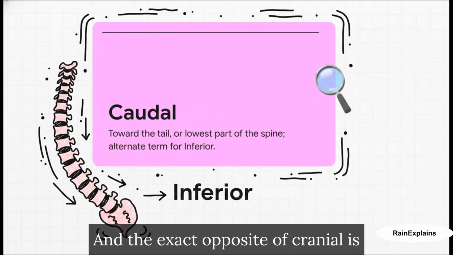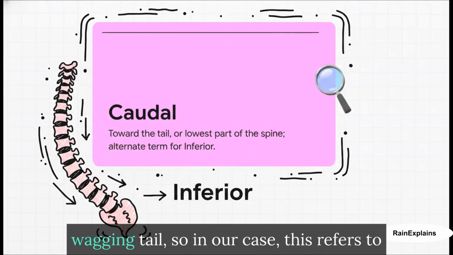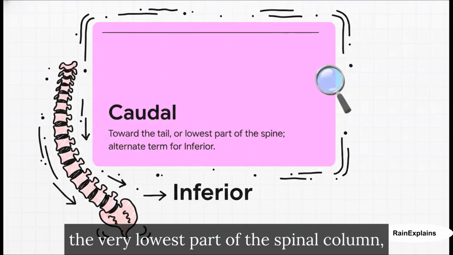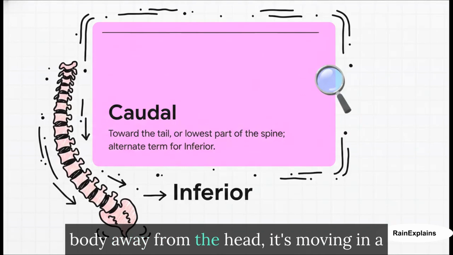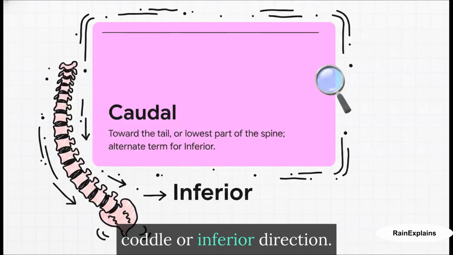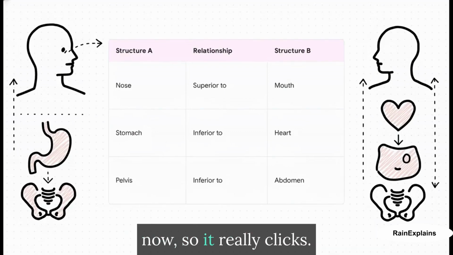higher up. And the exact opposite of cranial is caudal. Caudal means toward the tail. Now, obviously humans don't have a wagging tail, so in our case, this refers to the very lowest part of the spinal column, the coccyx. So if a structure is pointing down the body, away from the head, it's moving in a caudal or inferior direction. Let's map this onto your own body right now so it really clicks.